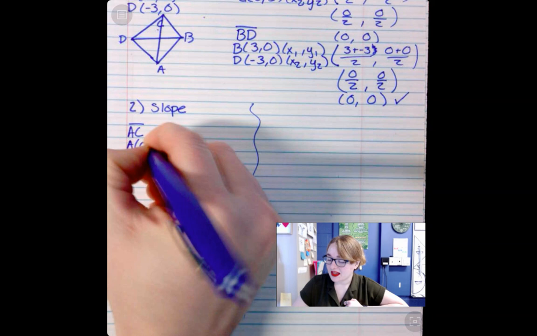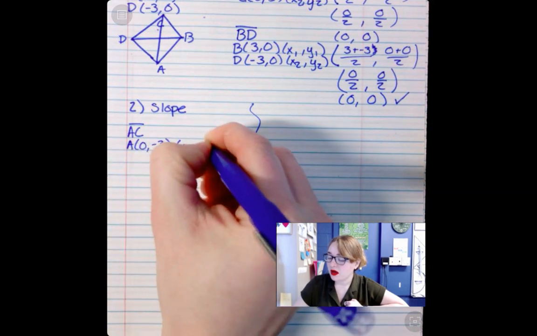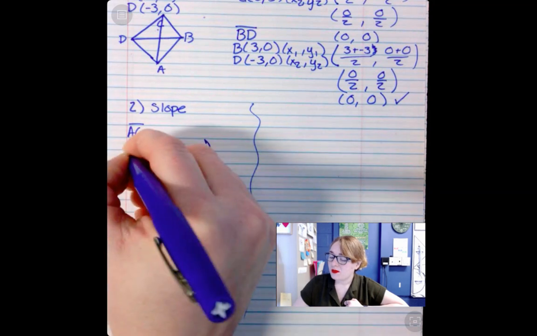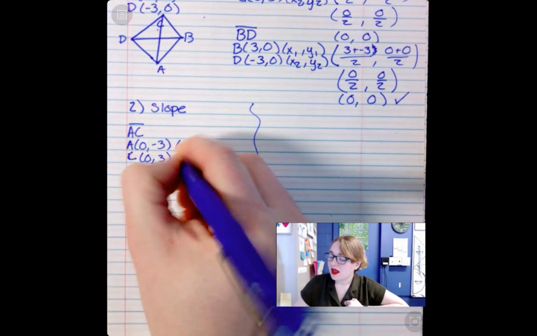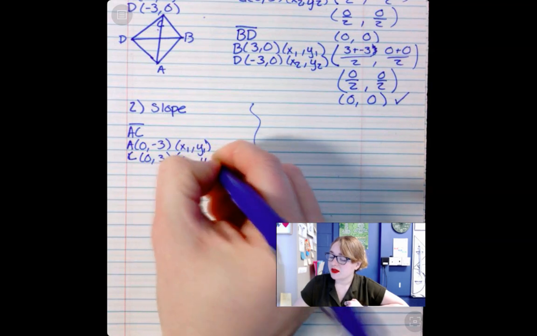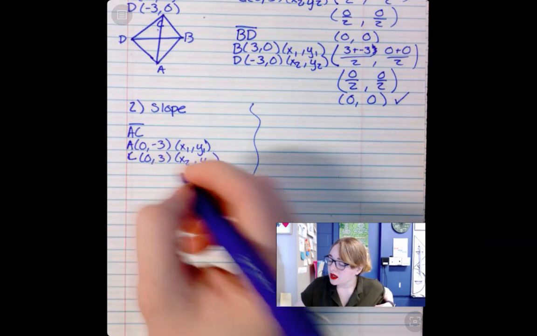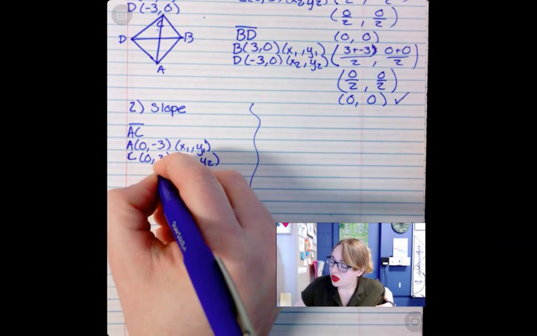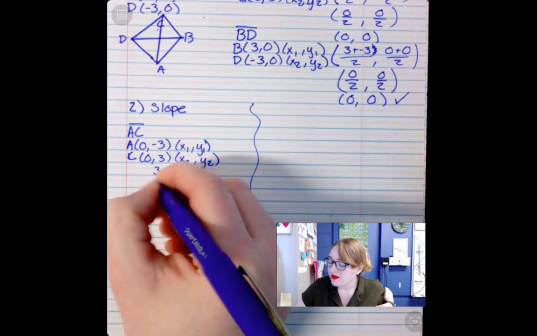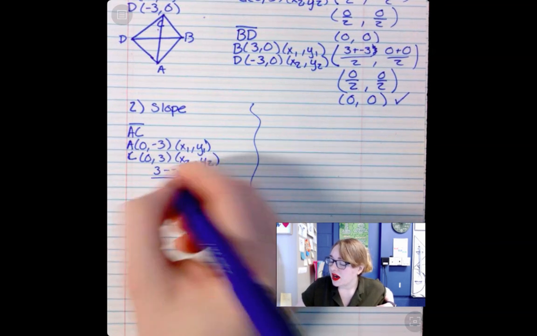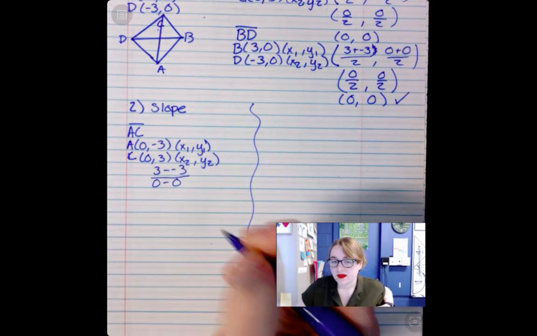A is still at (0, -3), which I'm going to pick to be my x1, y1. And then C is at (0, 3). That's going to be my x2, y2. Okay, so we're going to go ahead and plug that into our slope formula. So we have y2, which is 3, minus y1, which is -3, divided by our x2, which is 0, minus our x1, which is also 0.